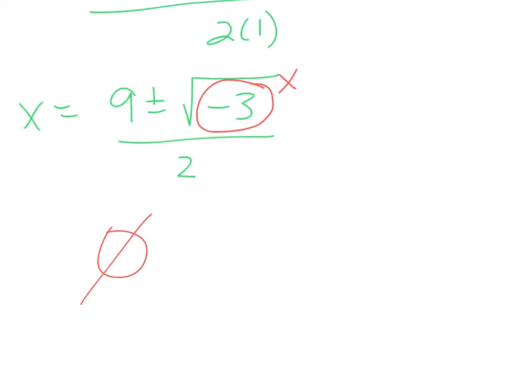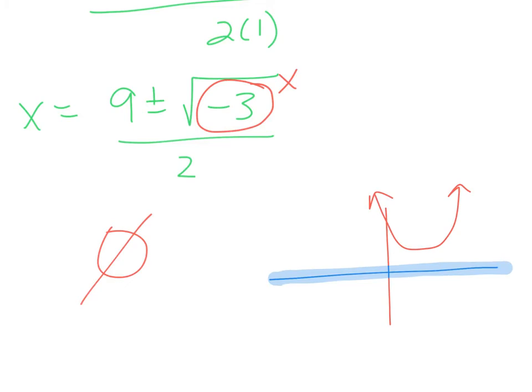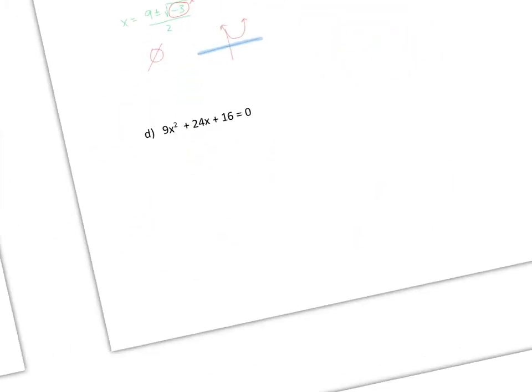And so what a no solution simply means, like if we're talking about graphs here, it means no matter what, it will never, ever, ever cross this x-axis right here. So that's kind of what a no solution would look like. Okay, all right, next one.